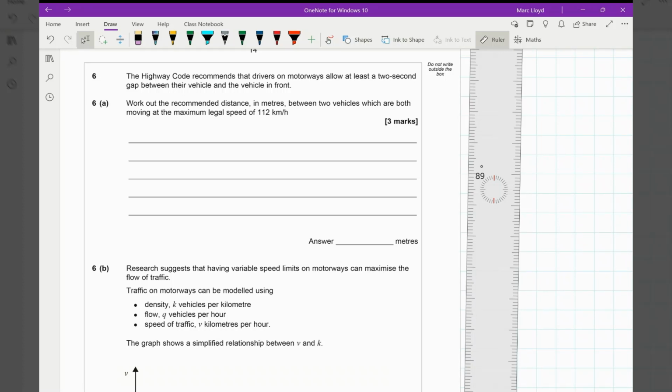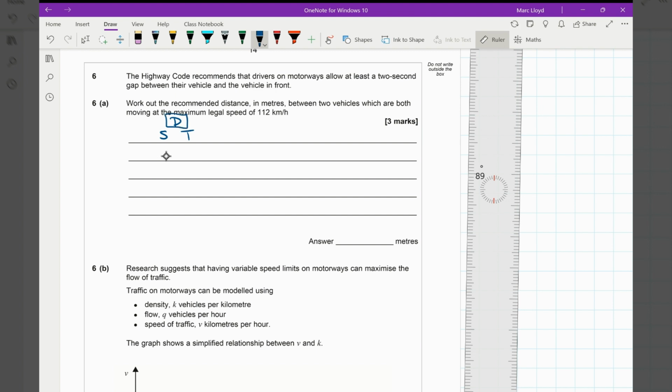So the highway code recommends that drivers on motorways allow at least a 2-second gap between their vehicle and the vehicle in front. Work out the recommended distance in meters between two vehicles which are both moving at the maximum legal speed of 112 kilometers per hour. So because it's speed, distance, time, we're working out the distance, so we need to do speed multiplied by time.